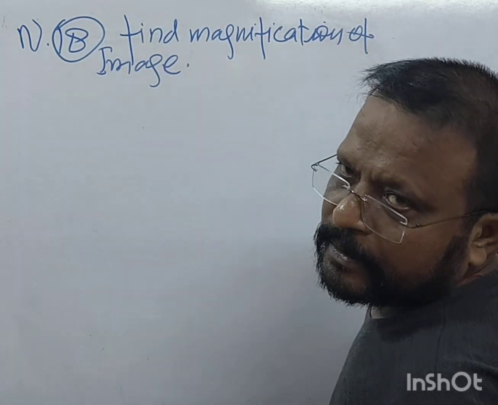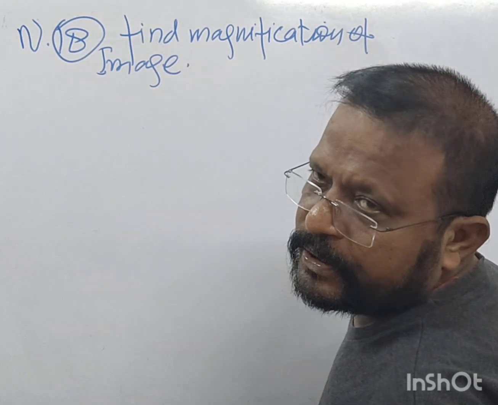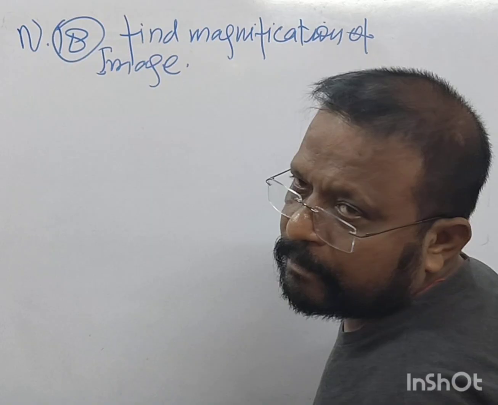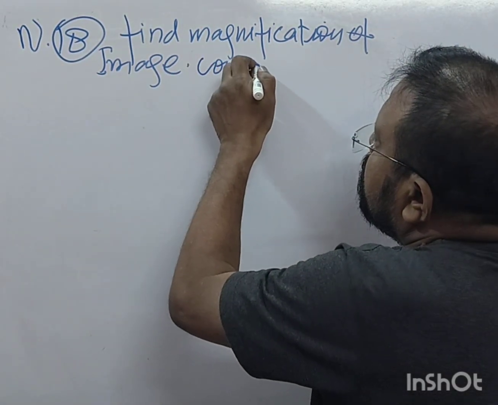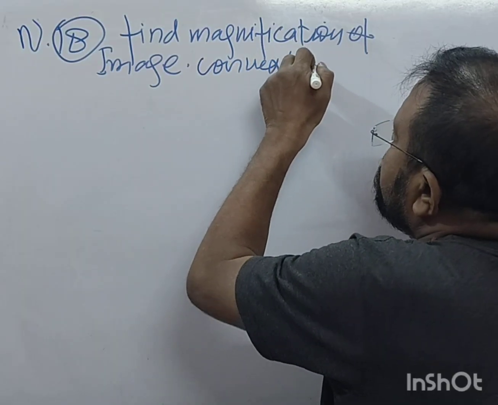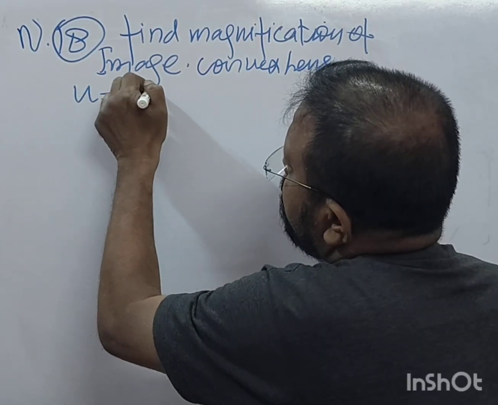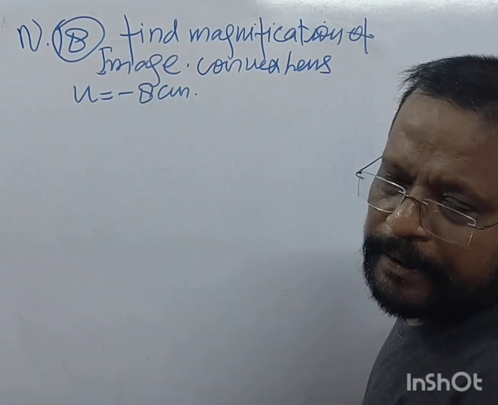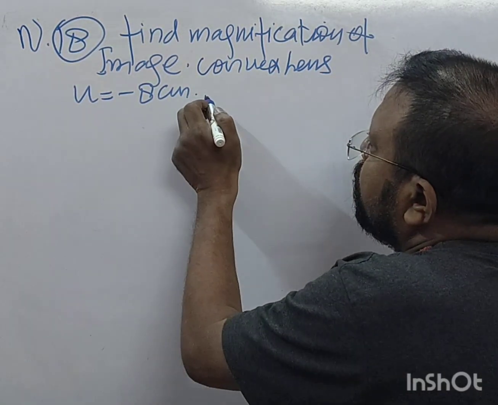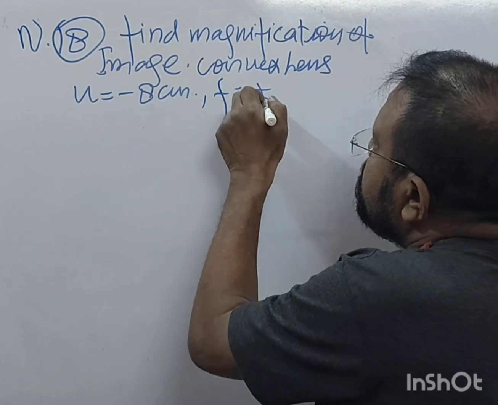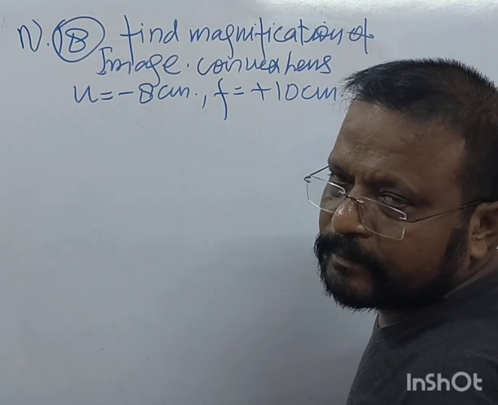An object is placed at a distance of 8.0 centimeter in front of a convex lens, so u is equal to minus 8 centimeter. Focal length is 10.0 centimeter, so f is equal to plus 10 centimeter. Is the image erect or inverted?